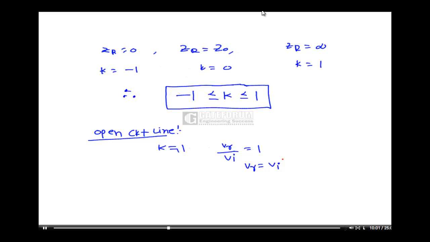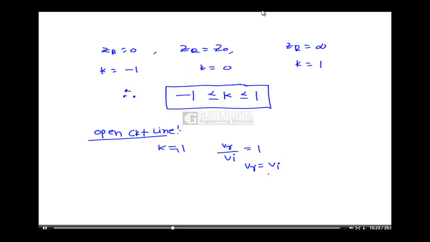Also, the similar case holds for short circuit. Even for short circuit, VR by VA is equal to minus 1. There VR is equal to minus VA. Of course, there is an inversion in the magnitude, but the entire input voltage is reflected back. That is, if it is either short circuited or open circuited, the entire input is reflected back.